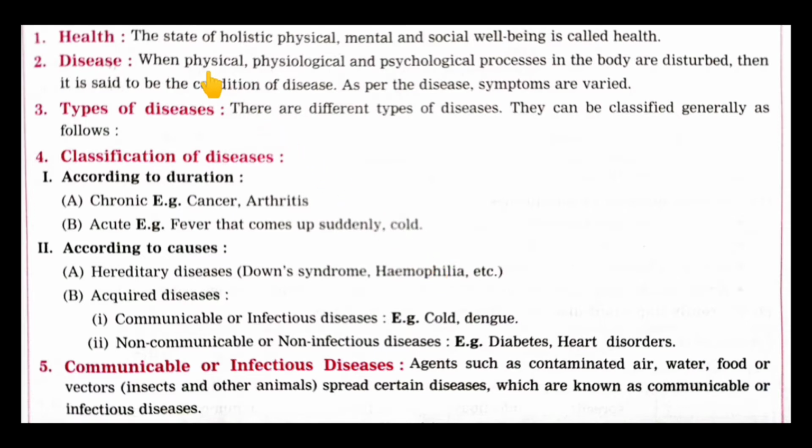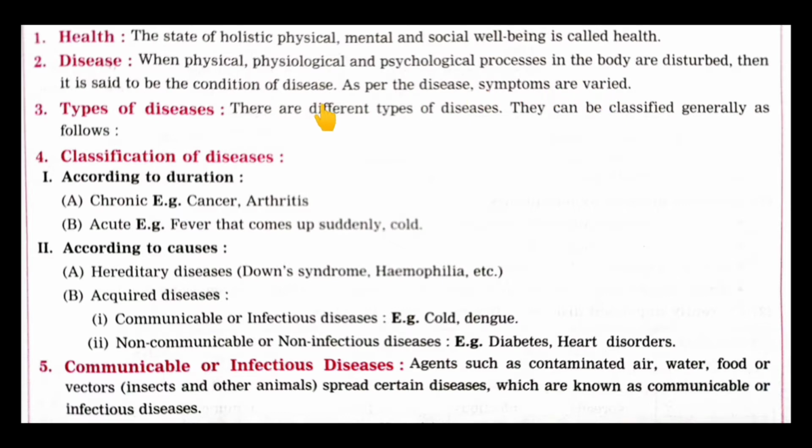When physiological and psychological processes in the body are disturbed, then it is said to be the condition of disease. As per the disease, symptoms are varied. According to the disease, the symptoms vary. Different diseases cause different types of symptoms.